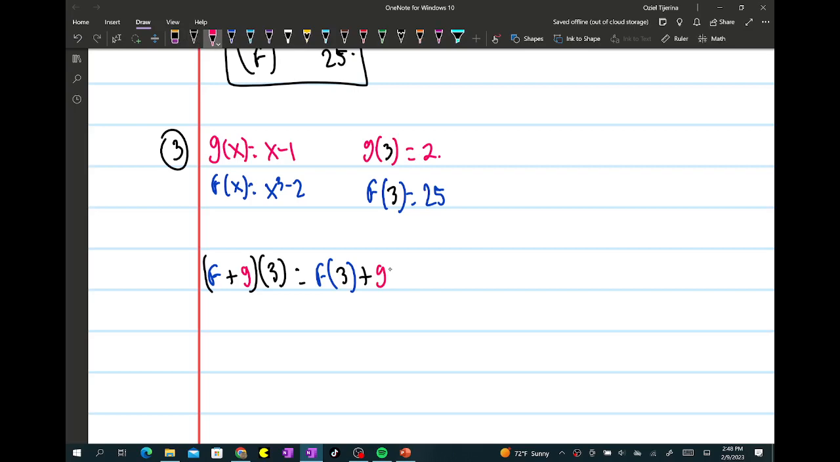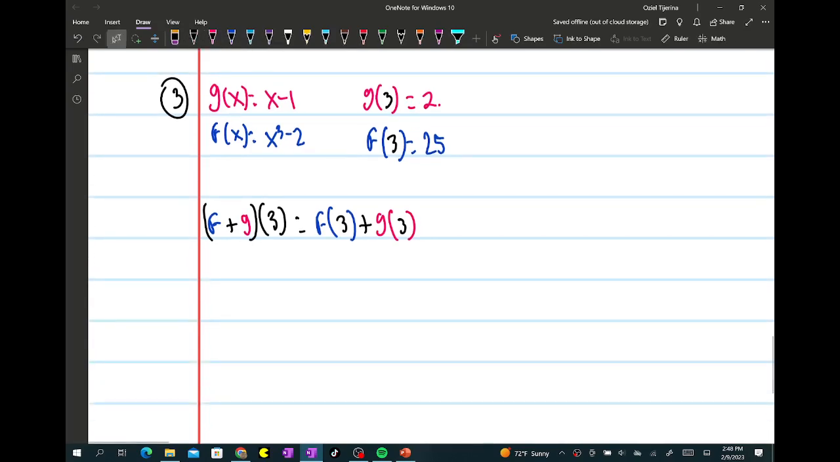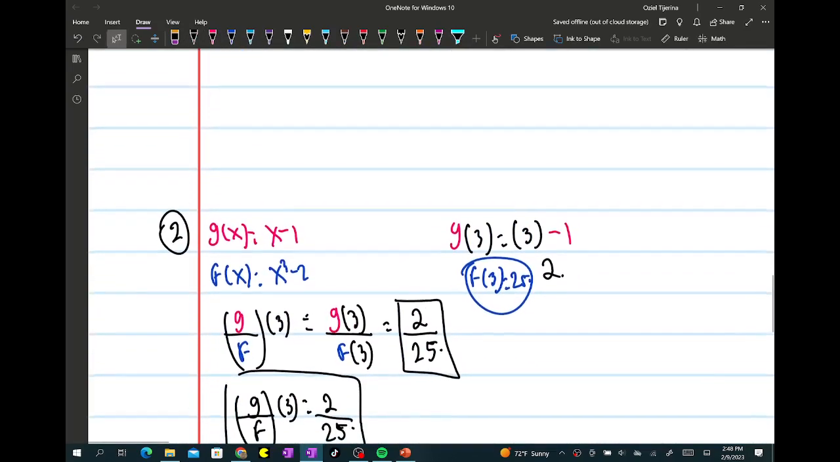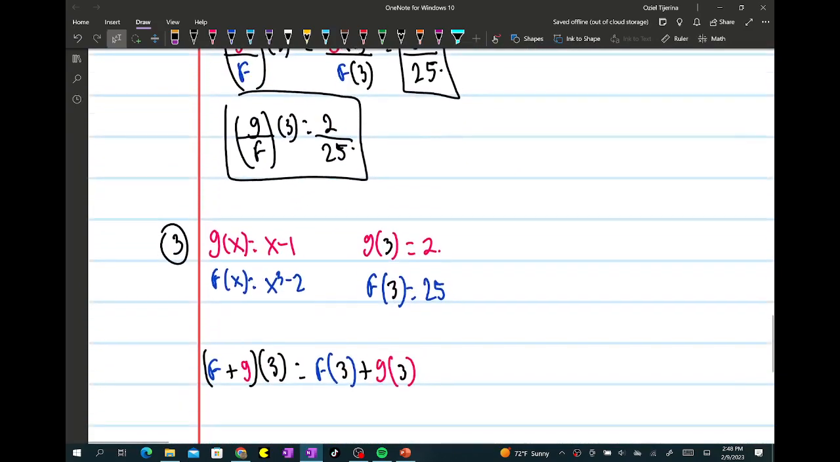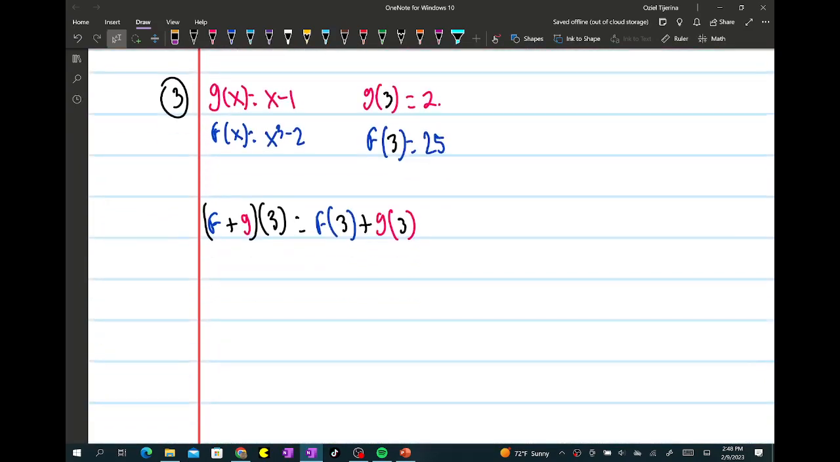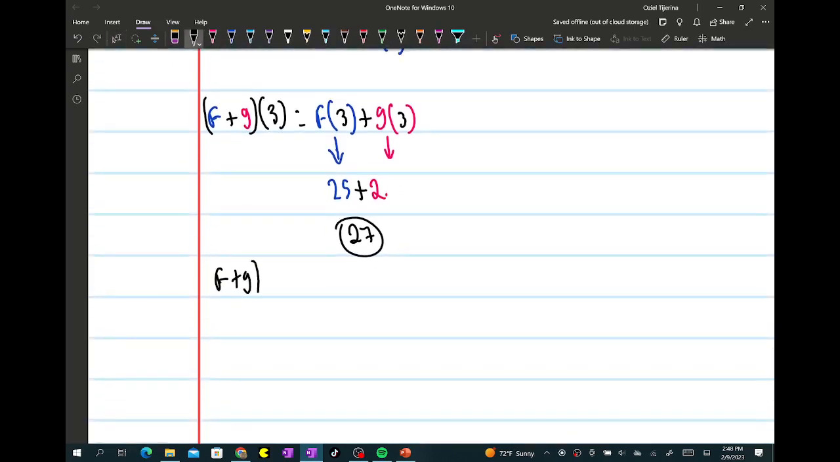So basically, like I said, we already did f of 3 and g of 3. You just have to plug them in, because they're in the previous problems, what g of 3 and f of 3 are. So you're just plugging them into the formula. f of 3 is 25, so we would put 25, plus g of 3, which is 2. So this would be 27. So we know that f plus g of 3 is 27. Okay, and that is how you do this one.